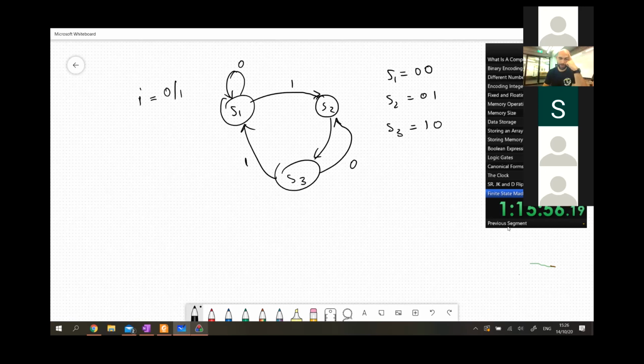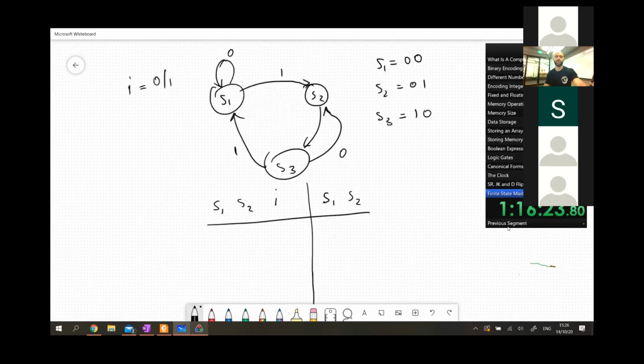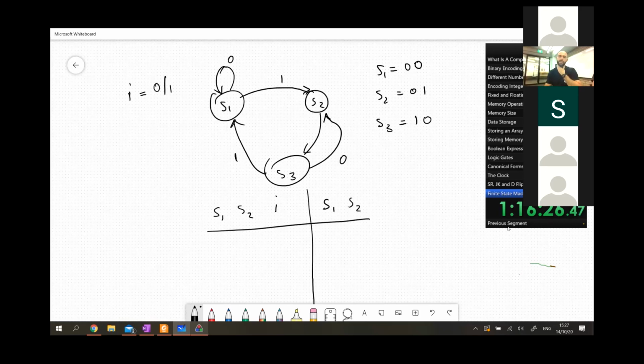So we've got, well, we can use a truth table to represent, based on this current state and an input, where we're going to be next. So we'll just call this S1 and S2 and our input, and we'll be able to find our next S1 and S2, okay? So you can see that we're just mapping our current state with our next state based on an input. So we'll just fill this out real quickly.